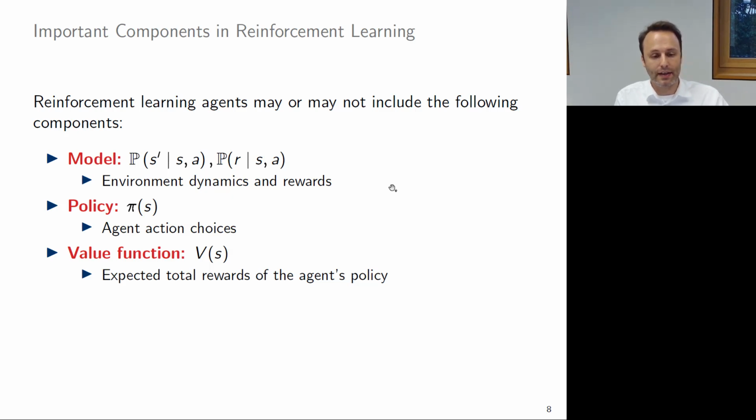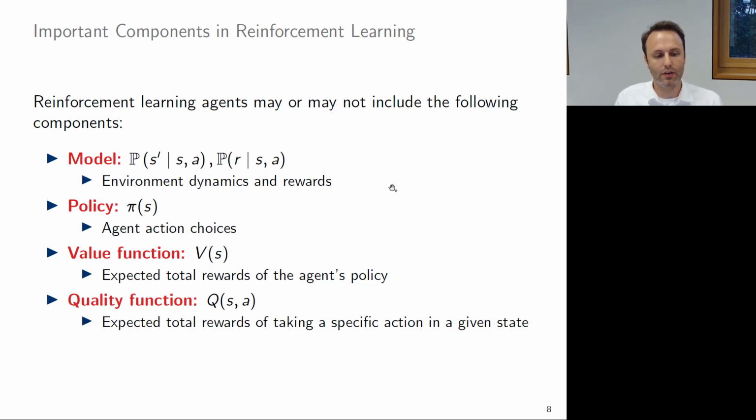The value functions give the expected total rewards of the agent's policy. Now, it's gonna turn out to be really useful to introduce something called the quality function, which is basically the same thing as a value function, only that it also depends on actions in the current state. So that's the expected total reward of taking a specific action in a given state. And that allows us to take different actions and then learn by trying out different actions.